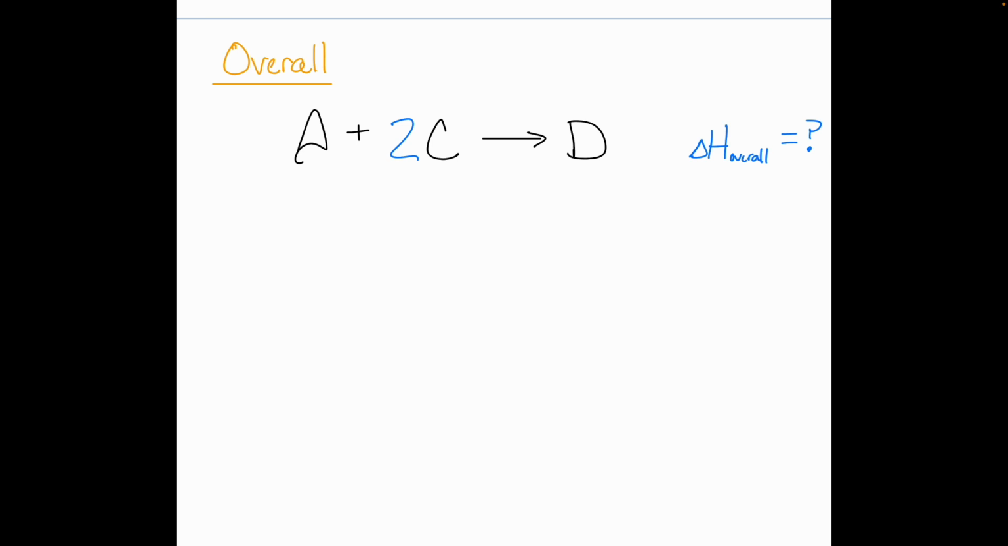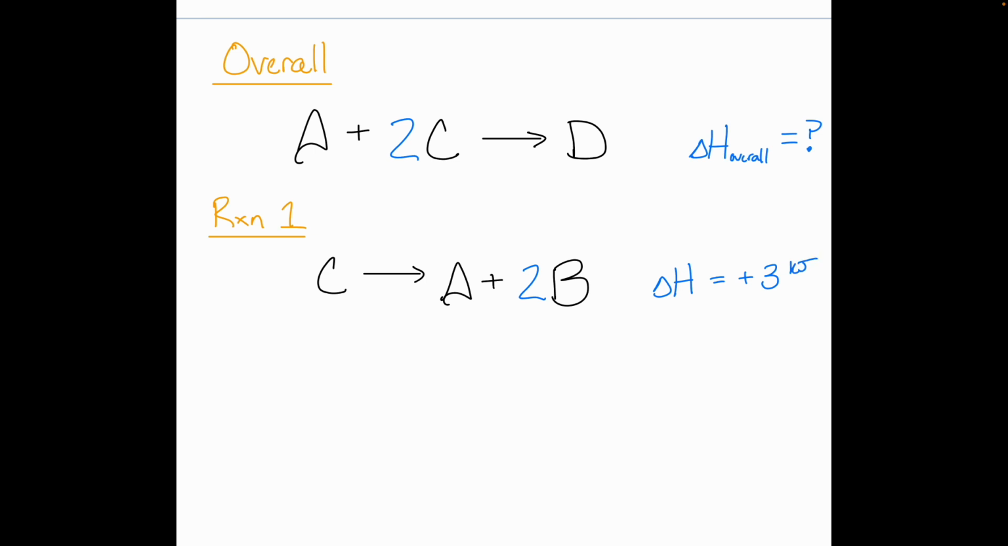What we do know is that C will decompose into A plus 2B. And we also know the delta H of this reaction is positive 3 kilojoules per mole.